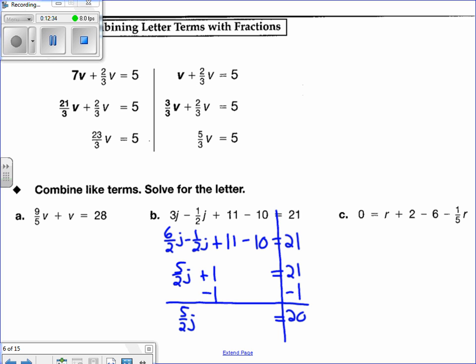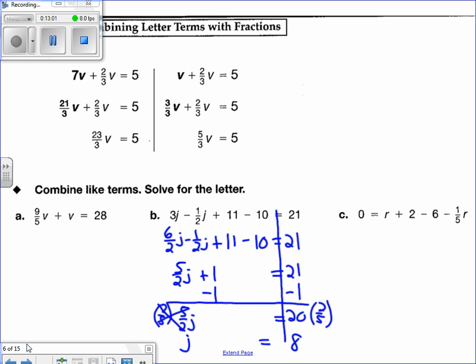And all I have left to do here to solve for j is multiply by the reciprocal. Again, whatever I do to one side, I have to do to the other. So on the left side, my 2's and 5's cancel each other out. I'm left with j equals, and 20 times 2/5 is 8. So j equals 8.